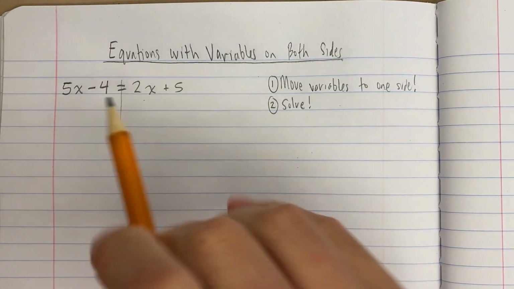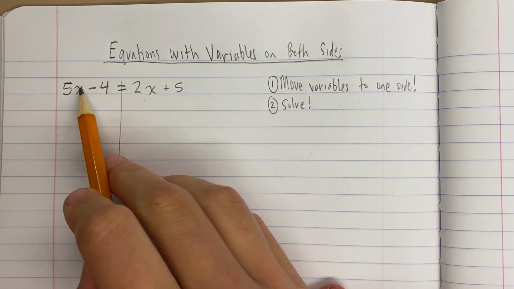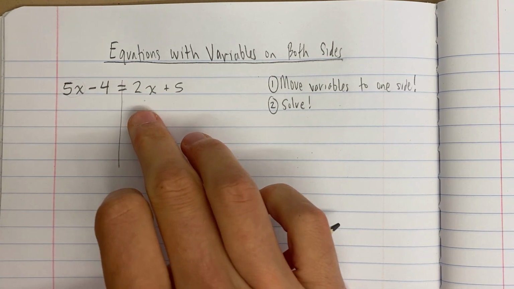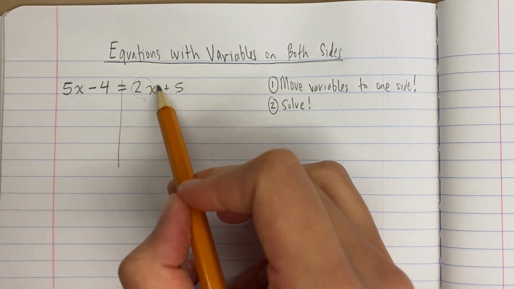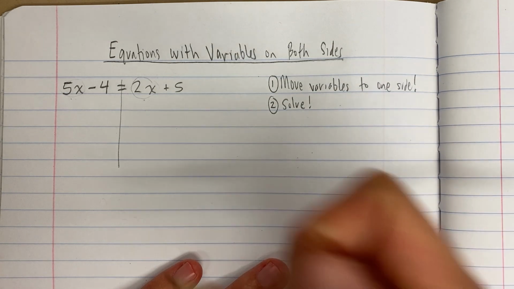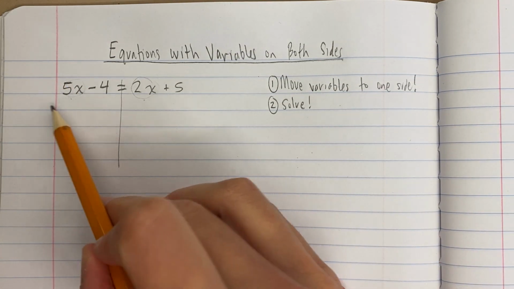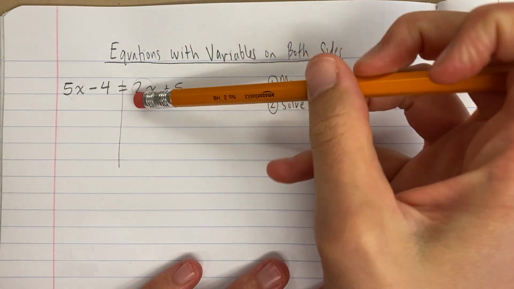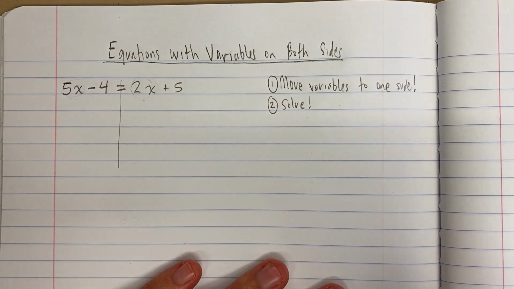So here, I have to either move these 5x's to the other side, and then all the x's will be over here, or I have to move these 2x's to this side, and then they'll all be over here. Either way is fine, but I want you to think of this as like 5 apples over here and 2 apples over here. I can only have the apples on one side, so I have to move them. Now, you have a choice.